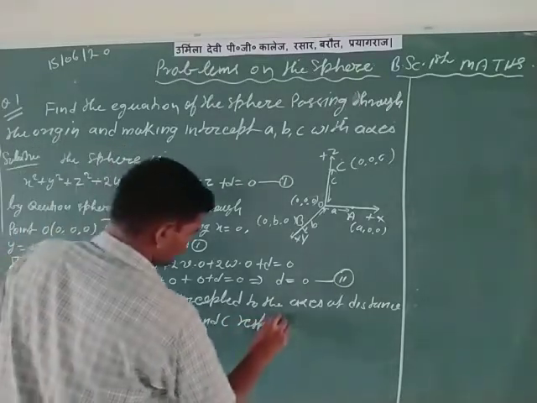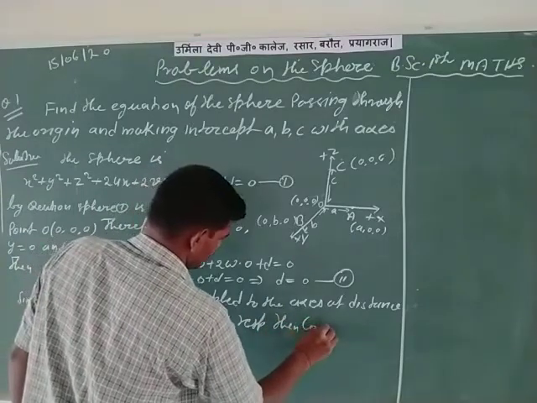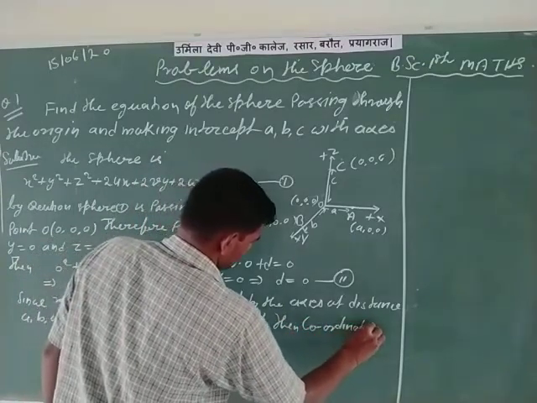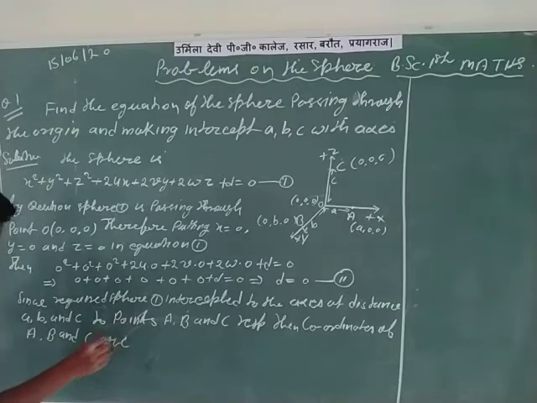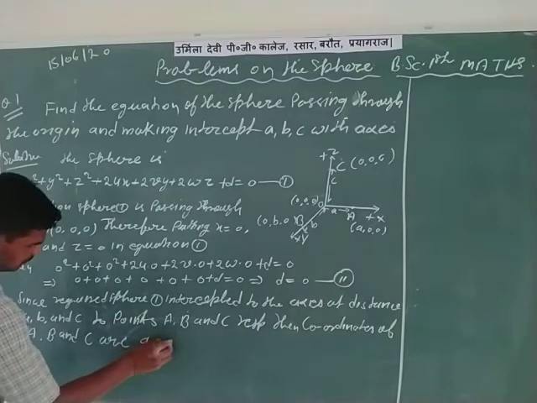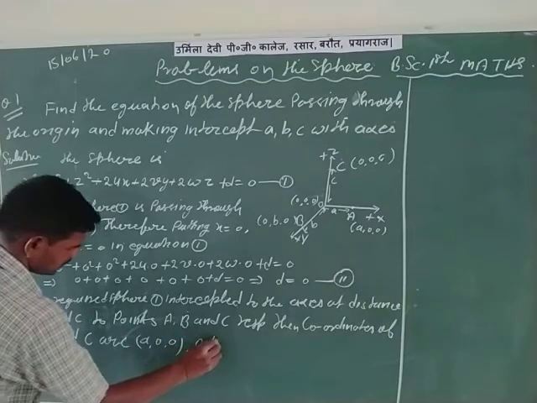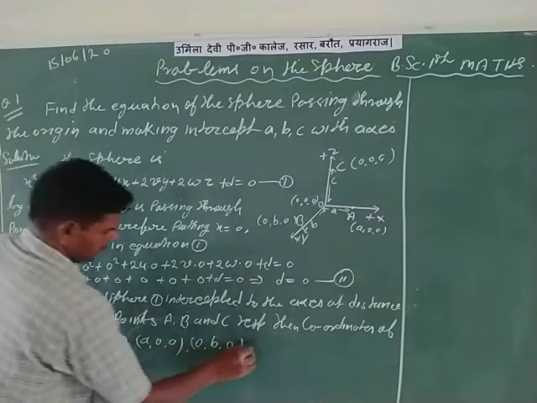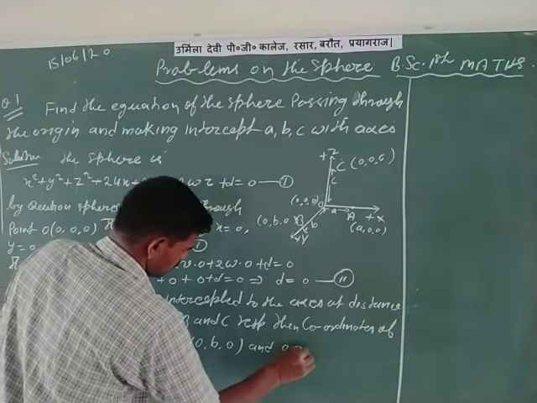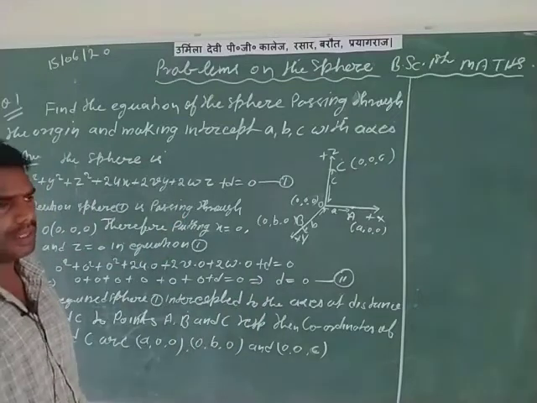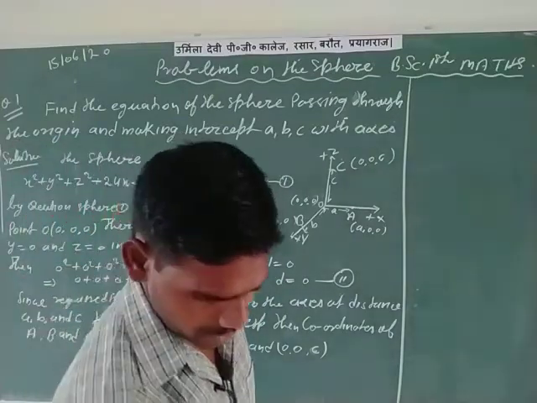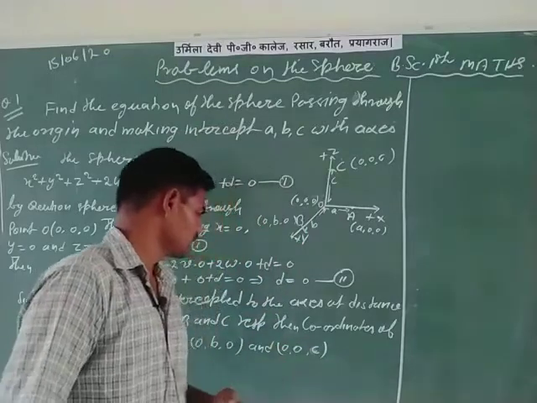Then the coordinates of capital A, capital B and capital C are (a, 0, 0), (0, b, 0) and (0, 0, c). The point is denoted by capital C and its coordinates are denoted by small c, meaning (0, 0, c).